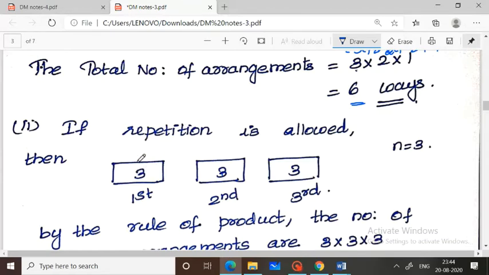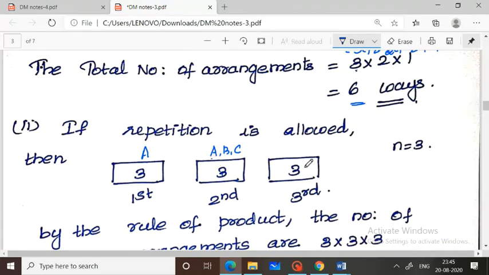That letter, for example, if I am taking it as A, it means in the second position I can fill either A or B or C. Therefore, how many options do I have here? 3. So A can be repeated here also.